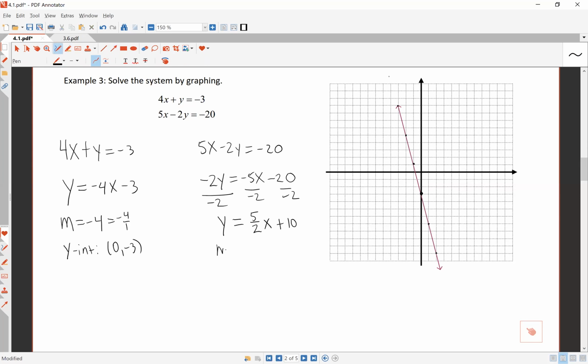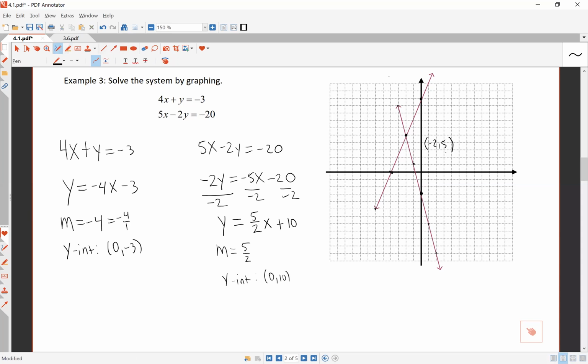Graphing the second line, we have a slope of positive 5 halves and a y-intercept of 0, 10. So I go up to 0, 10, and I rise 5 and run 2, which will put me off my graph paper. So I rise negative 5 and run left 2, right on top of that common point. Connecting those dots, I get what looks to be the point of intersection, negative 2, 5.